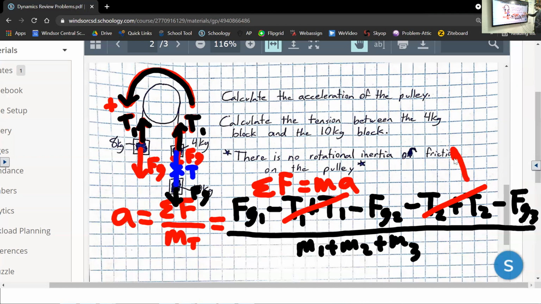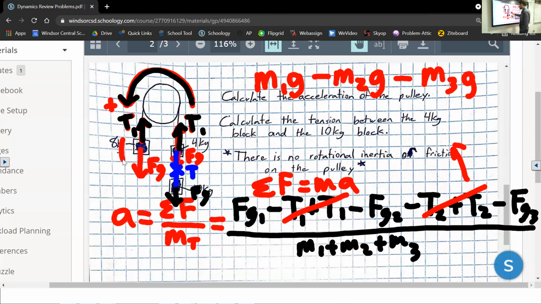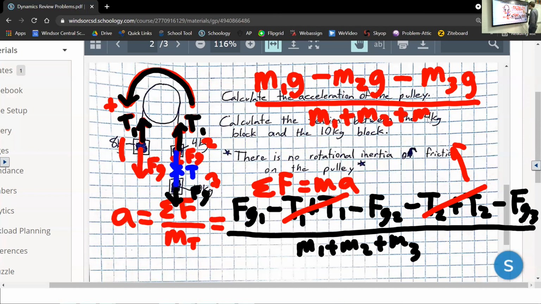So I'm going to write it again up here to make sure everyone can see it. So M1 times G minus M2 times G minus M3 times G. I'm going to make this clear: 1, 2, 3. At this point, my diagram is ridiculous, but I'm trying to make it clear. First block is the one on the left, then 2 and 3 on the other side. So all of that divided by the sum of M1 plus M2 plus M3.